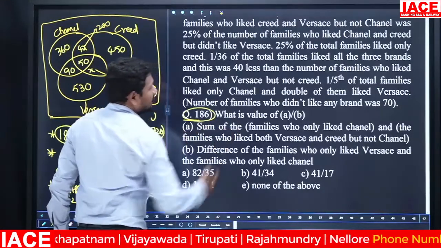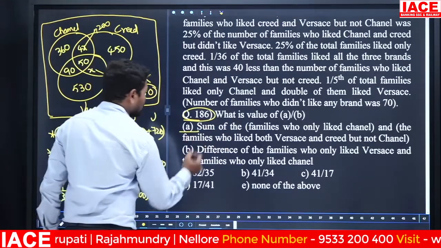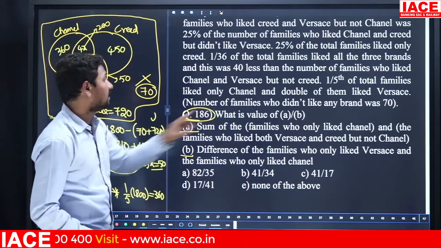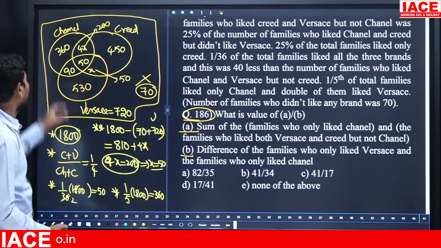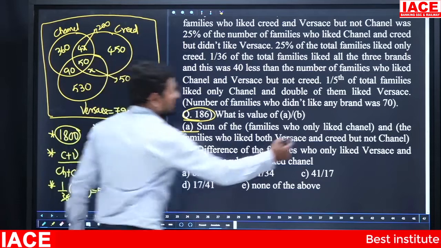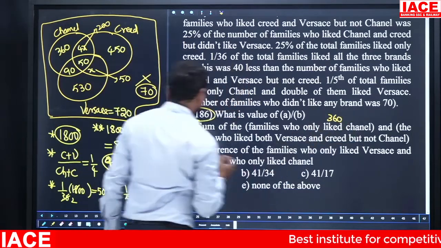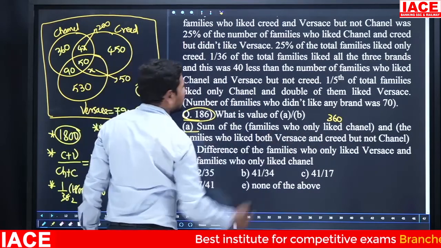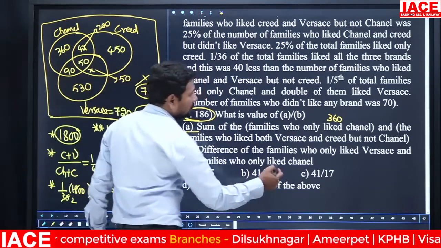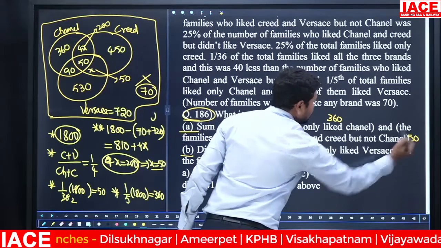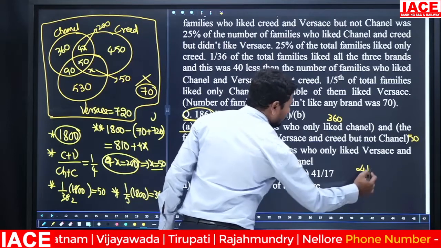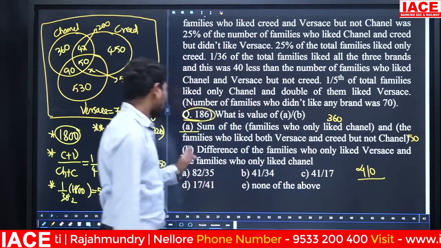here what is the value of A by B? A value we can solve and B value we can solve. Sum of the families who only liked channel. Only liked channel is 360. And the families who liked both versus and Creed. Both versus and Creed is how many members? 50 members. 360 plus 50 is equal to 410. That is A.